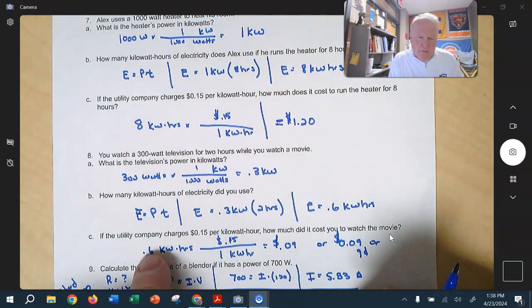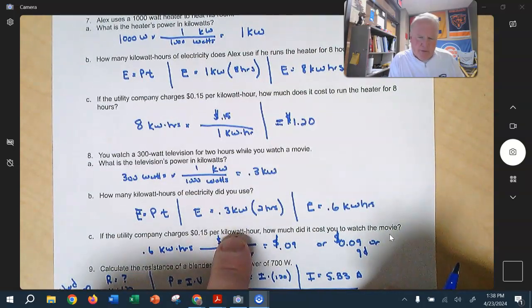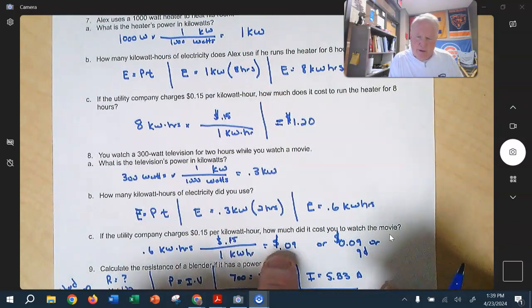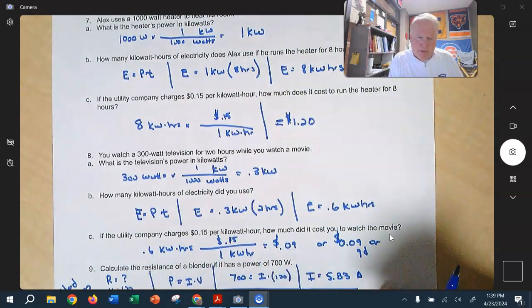We take 0.6 kilowatt hours, and just like a conversion factor, 15 cents for every 1 kilowatt hour. You see the kilowatt hours cross out. We get 0.6 times 0.15, and we get 0.09, okay, or 9 cents.